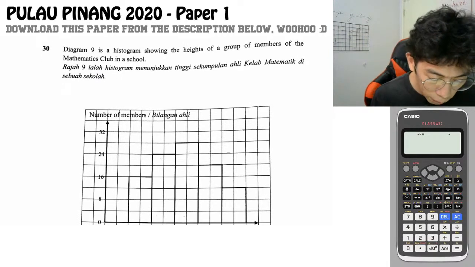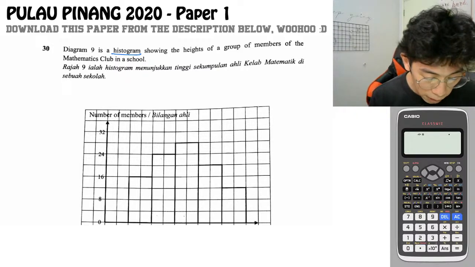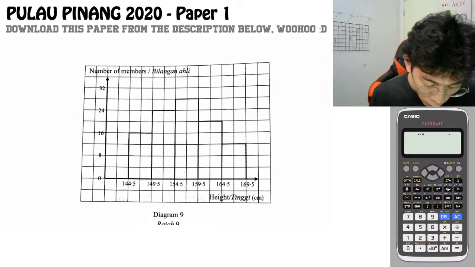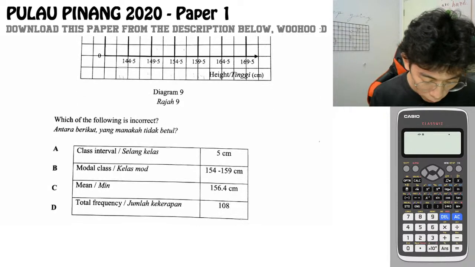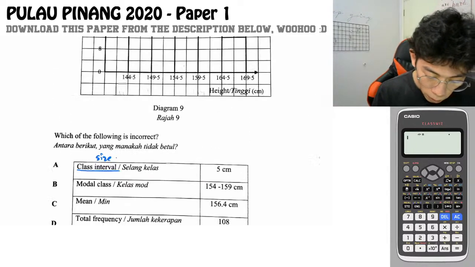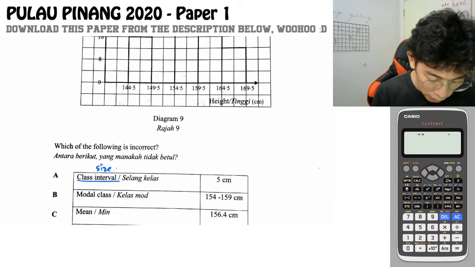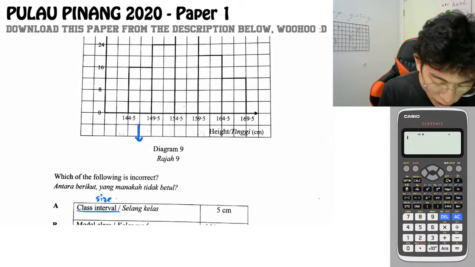Okay, number 30. Diagram 9 is a histogram showing the height of a group of members of a mathematics club in a school. Which of the following is incorrect? Class interval means class size, everyone. I mentioned this in normal class as well. So let's see whether it's a class interval of 5 or not. By the way, I will just identify the classes.